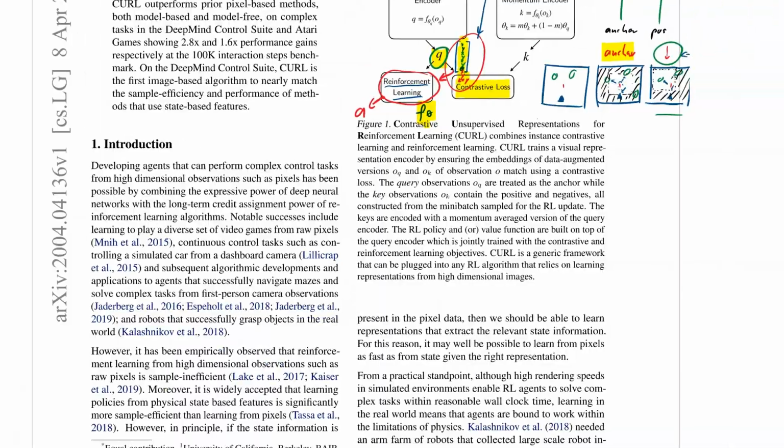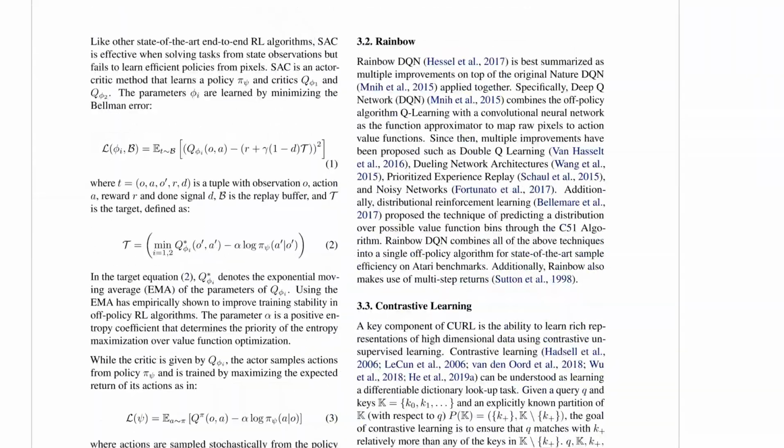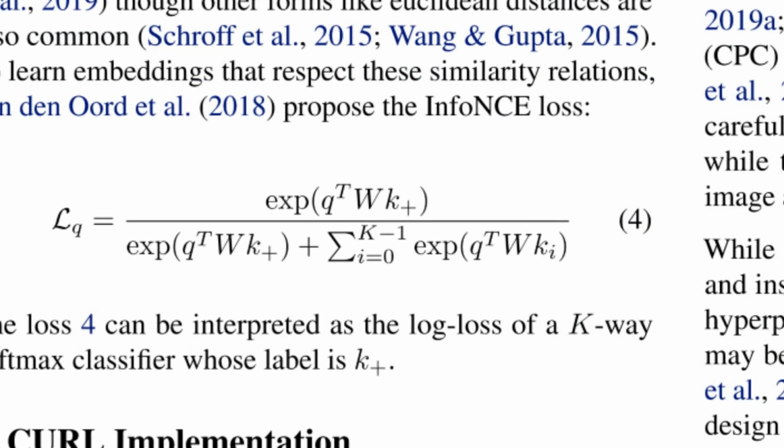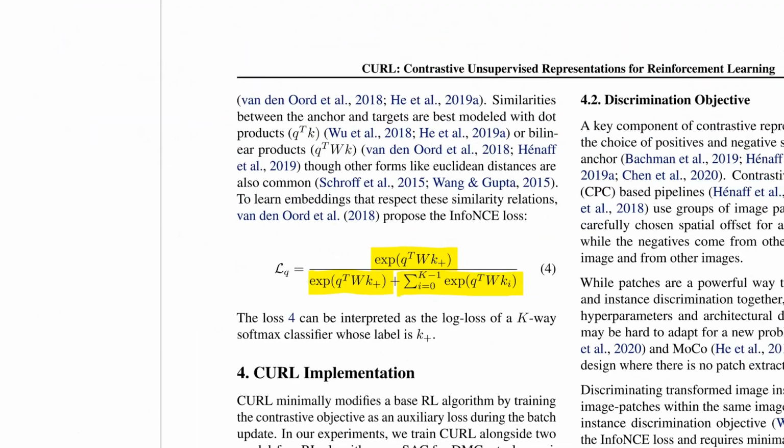So if we go down here, the objective that they use to do the contrastive learning is this one. As you can see, it's a softmax, like in multi-class classification, of the inner product, the bilinear product with the positive samples, over the bilinear product with the positive samples plus the bilinear product with all of the negative samples. So you're going to come up with more than one negative sample.